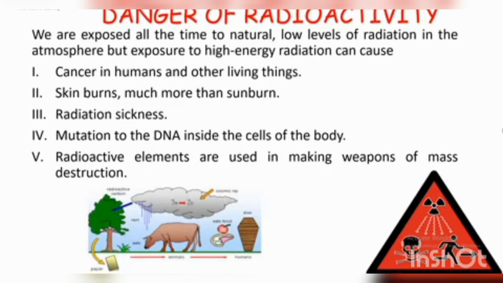Radiation can also interfere with human reproduction. It can cause sterility, that's inability to produce young ones, making reproduction impossible. It can also cause mutation in developing embryos.